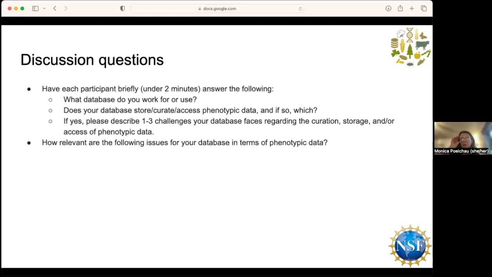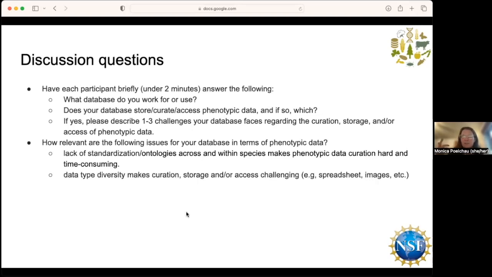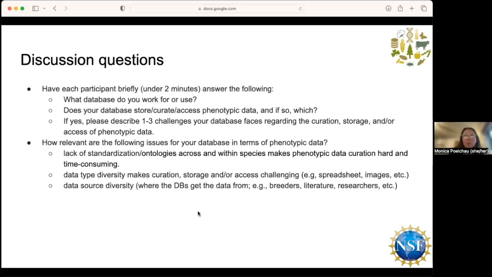Then we have a couple of questions that were directly motivated by the responses we got from those email responses from y'all. So how relevant are these issues, which is standardization or ontologies? And we'll give all of you these questions later, right? So you don't need to remember them right now. Data type diversity, data source diversity, and lack of a centralized database. So those things that I mentioned in the previous slide.